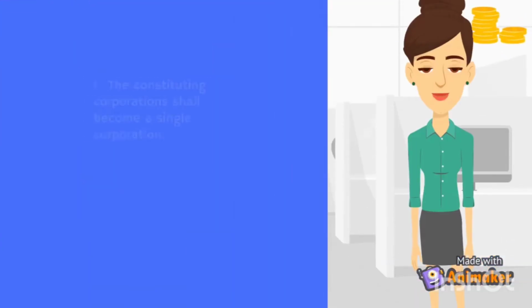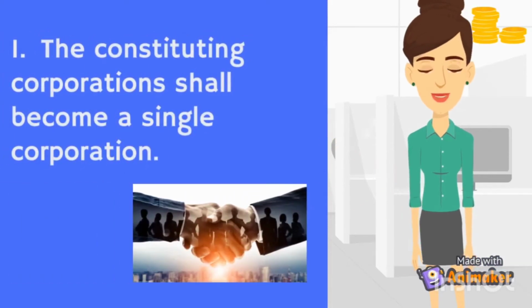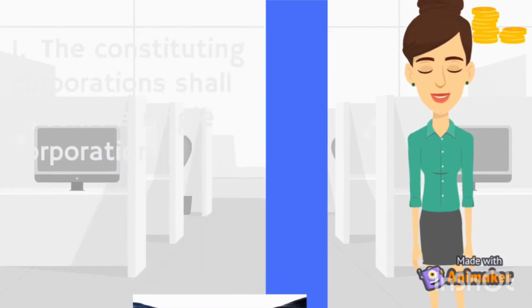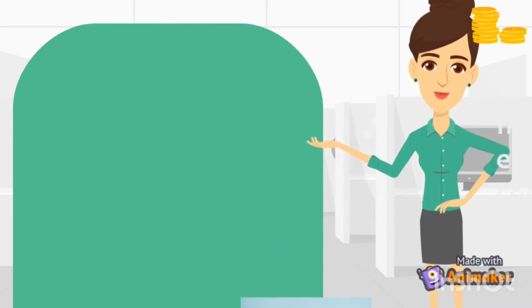Effects of merger or consolidation. The constituent corporations shall become a single corporation, meaning, it becomes the surviving corporation in case of a merger, and the consolidated corporation in case of consolidation. The separate existence of the constituent corporations shall cease or come to an end, except the ones that become the surviving corporations or the consolidated corporations.